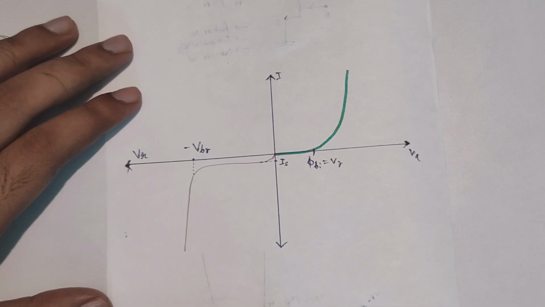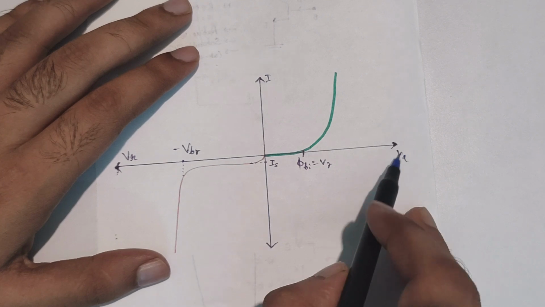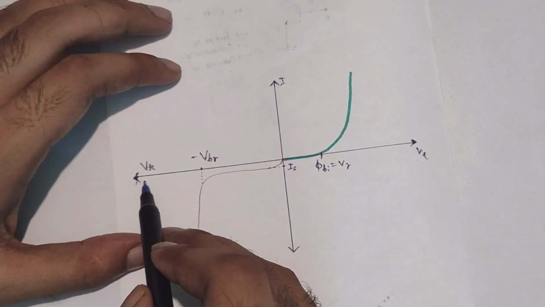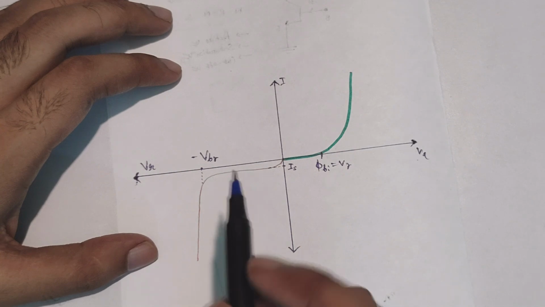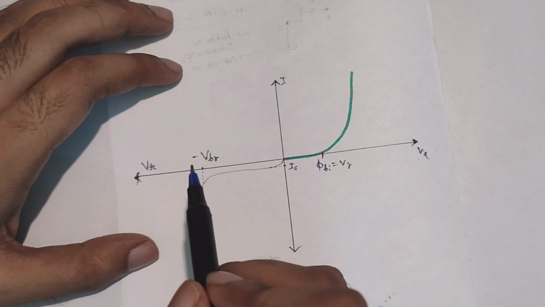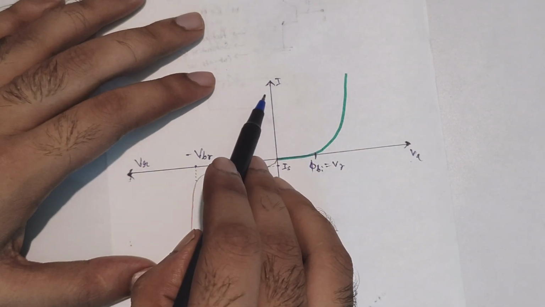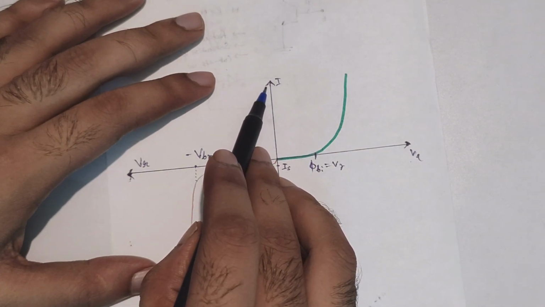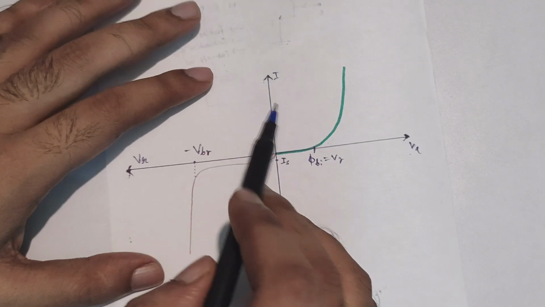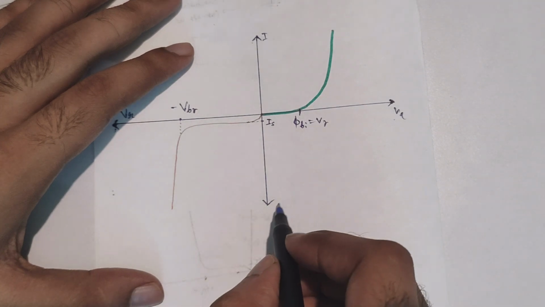This is the general characteristic of a PN junction diode, in which on the positive x-axis I have shown the forward bias voltage, and on the negative x-axis the reverse bias voltage. That means we are applying positive voltage on the N side and negative voltage on the P side, then the diode will become reverse biased. On the positive y-axis we have shown the current I moving from P side to N side. On the negative y-axis we have shown the current moving from N side to P side.